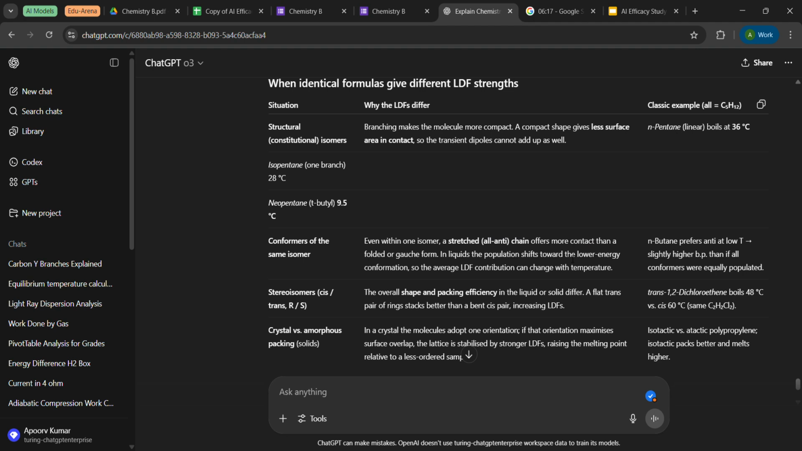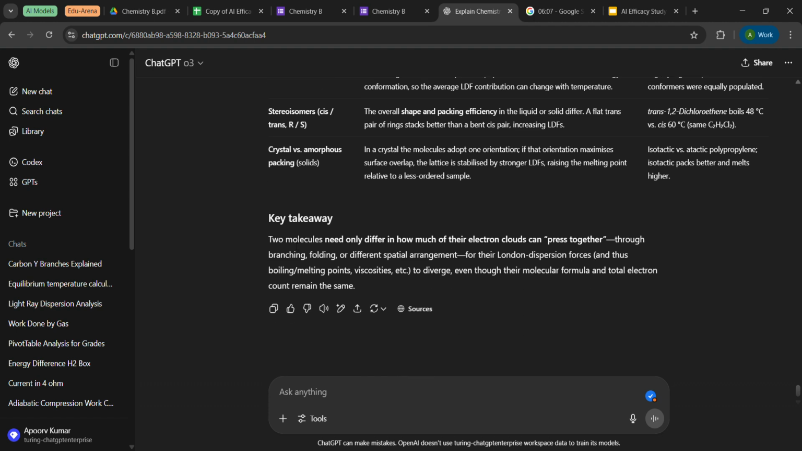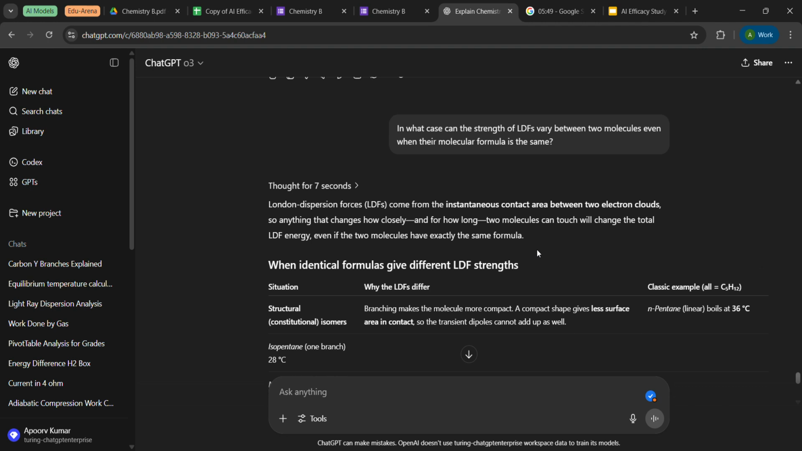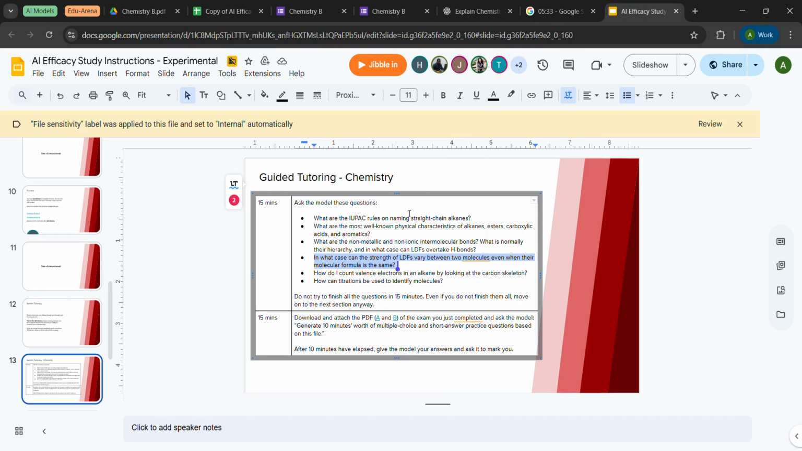In a liquid, the population shifts towards the lower energy conformations, so the average LDF changes. If I have to take a key takeaway, it is that two molecules differ in how much their electron clouds can press together through branching, folding, and different spatial arrangement for their London dispersion forces. So what I'm understanding is if the molecules have the same molecular formula but different structure, the one having the greater area will have greater LDF. Yes.